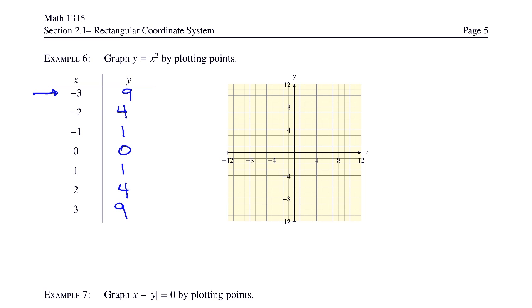These, in turn, are now points to graph on the graph next to the table. So we're going to have -3, 9, -2, 4, -1, 1, 0, 0, the origin, 1, 1, 2, 4, and 3, 9. And then we connect the dots in a smooth curve. And you may remember that this is the graph of the parabola.